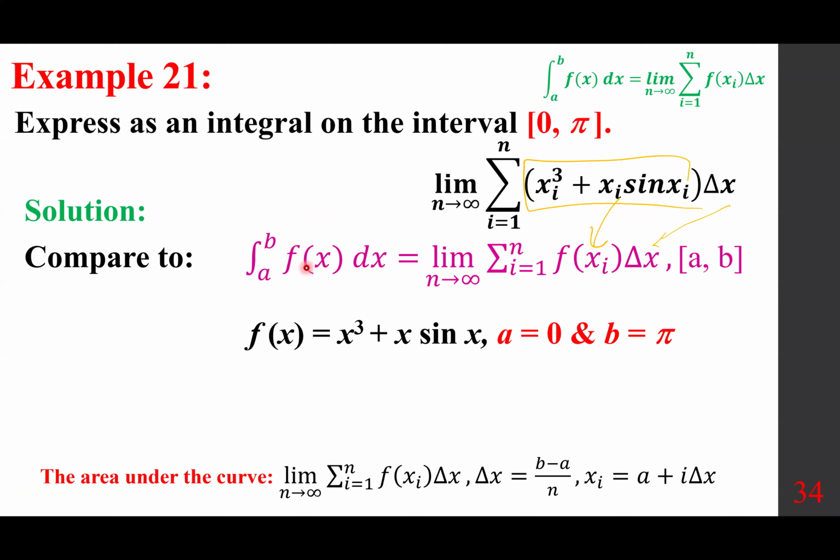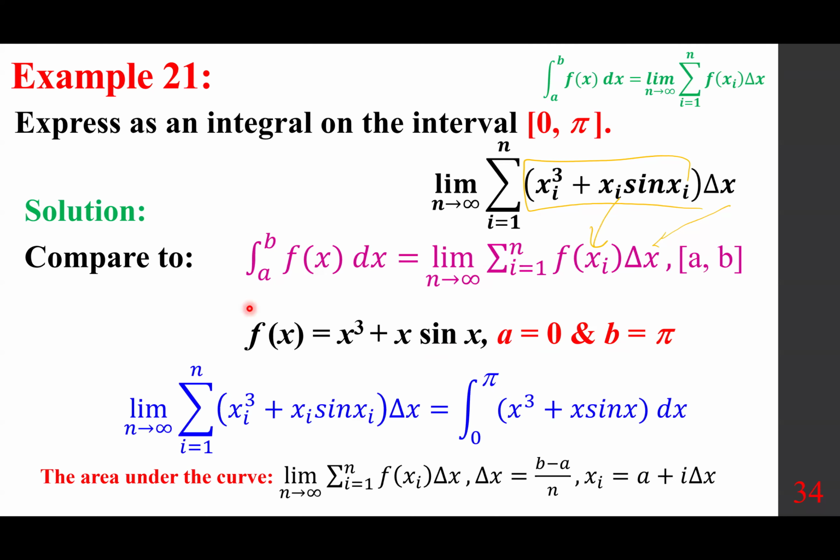So just plug in. We're going to say the integral from a to b, 0 to pi. f of x is this function. Instead of delta x, we're going to use dx. So we are going to write the given limit is equal to the integral from 0 to pi of x cubed plus x sine x dx. So it's very straightforward, everybody.